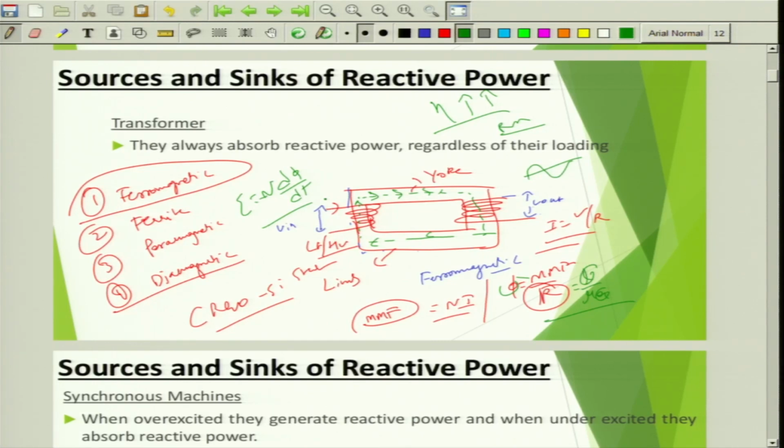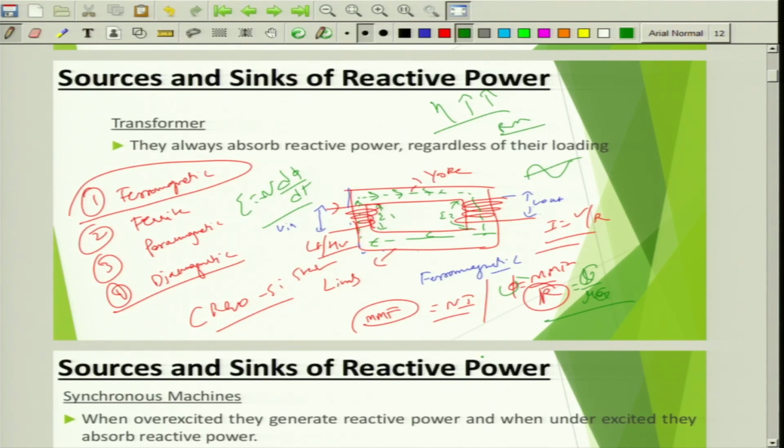So now EMF is being induced at the primary side, which is called self-induced EMF, and the same flux which is produced due to the current flowing in the primary side is also linking the secondary side, and the EMF induced at the secondary side is known as mutually induced EMF. Now, the fundamental principle why the transformer operates is mutual induction basically.